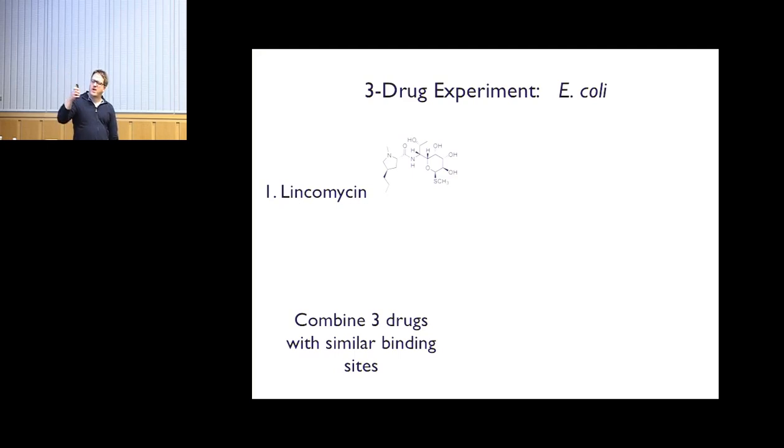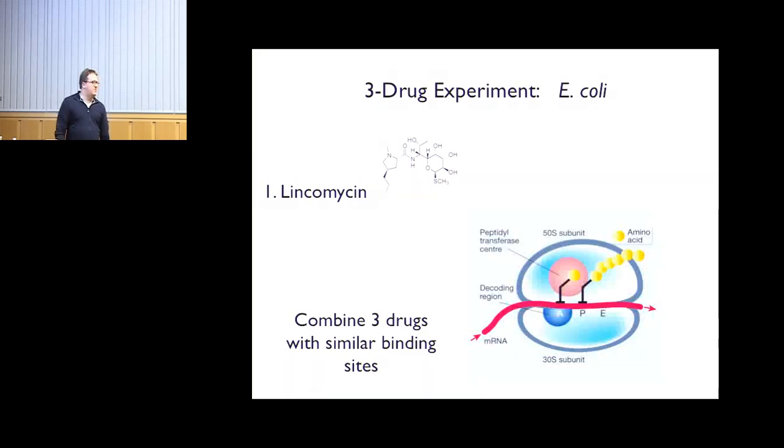Okay, so we took three drugs that all had very similar binding sites. The specific drugs are not particularly important here, but we used three protein synthesis inhibitors that all targeted the ribosome. Our thinking was, let's find something where all the drug targets are at least somewhat similar, and there's some evidence in the literature that, at least in pairs, these drugs interact. So let's try to force a three-body interaction.